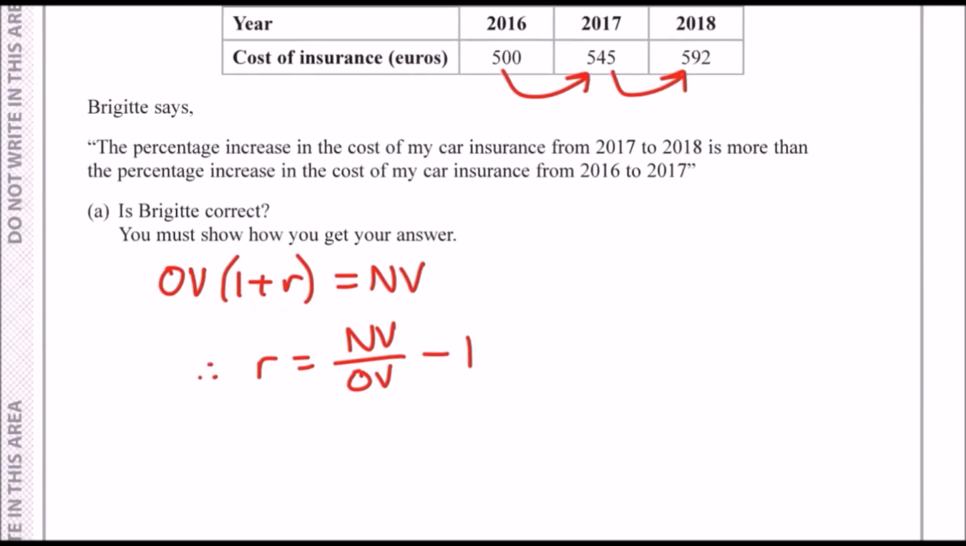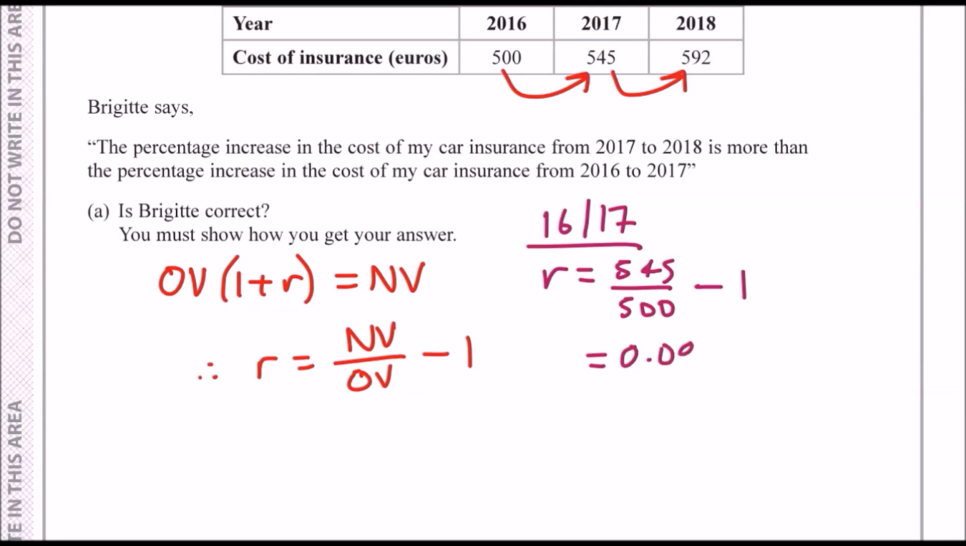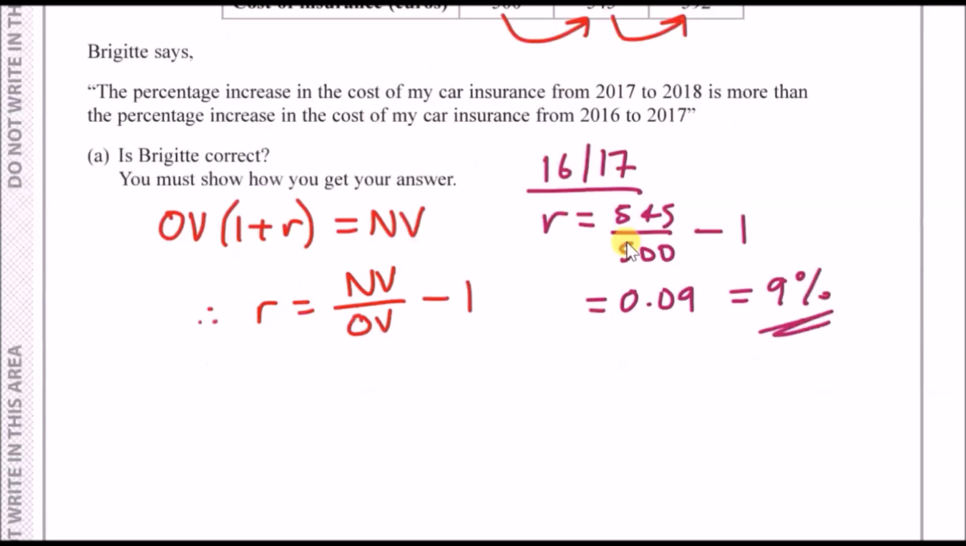So that means in this year, we can say that the value of r is going to equal 545, which is the new value, over the old value of 500, and then subtract that by 1, and you should get 0.09. And because you want maybe a percentage, if you times this by 100, this should become 9%. So that's cool, yeah? So that's the first bit done. Now, how about for the next one?